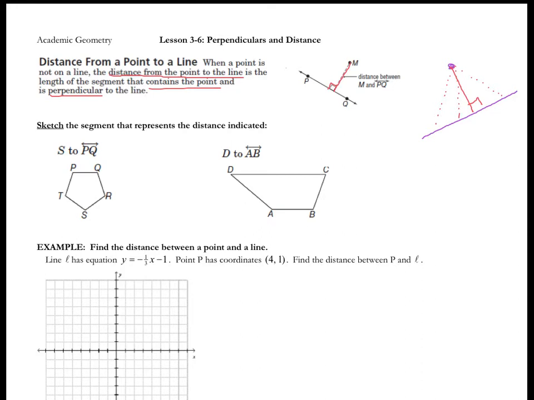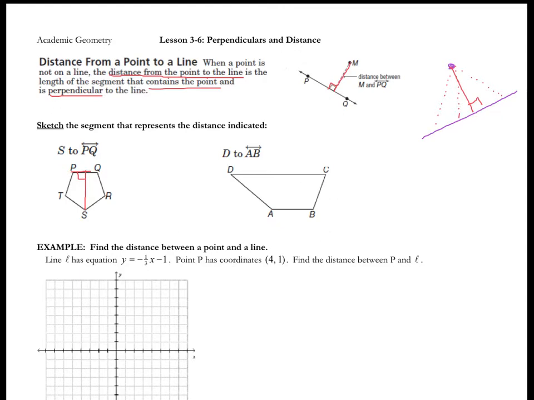PQ is a segment in the picture, but obviously you could stretch it out and make it a line. That wasn't the greatest line. Let me try that again. So if we stretch it out and make it into a line, you can see that the distance from point S to segment PQ would be that perpendicular distance right there. Okay, sketch the segment, so we don't really need this line here. We just need the perpendicular segment.